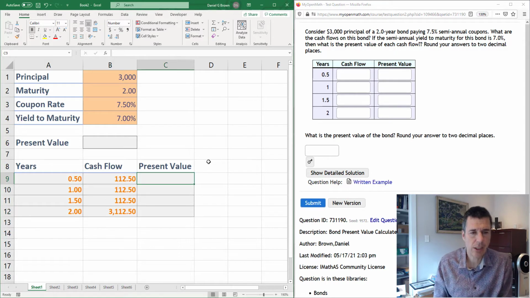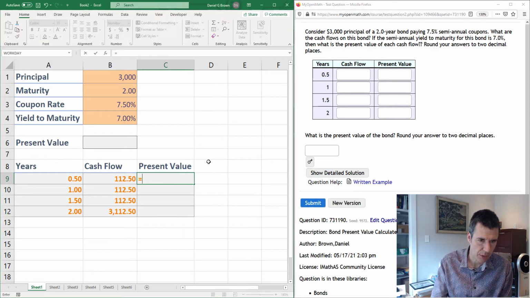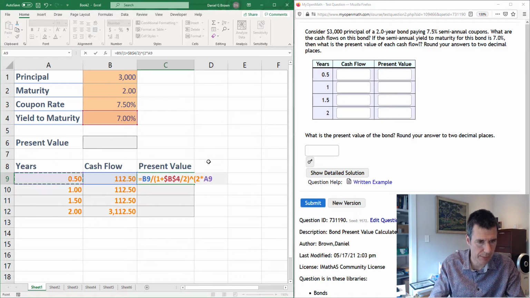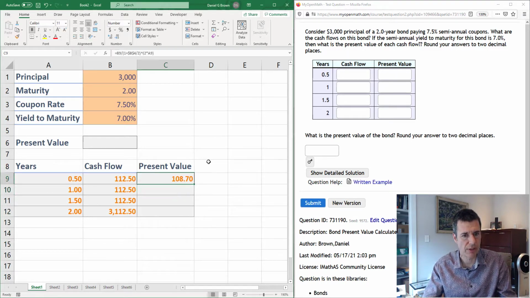The present value, this yield to maturity is semi-annual. So we take the cash flow and we divide by 1 plus the yield, divided by 2, to the power. Since we're dividing, we're just doing to the power 2 times number of years. If we hadn't divided and multiplied, we'd have a minus 2 times the number of years. So the present value of the first cash flow is $108.70.